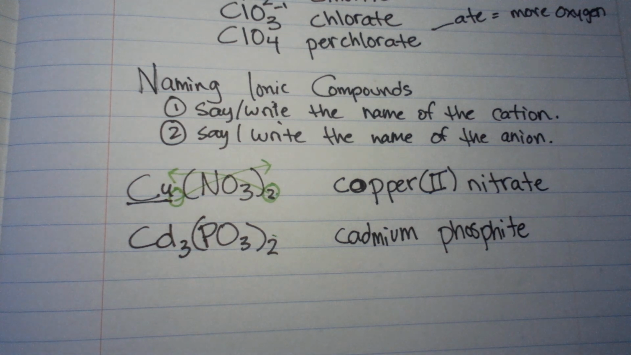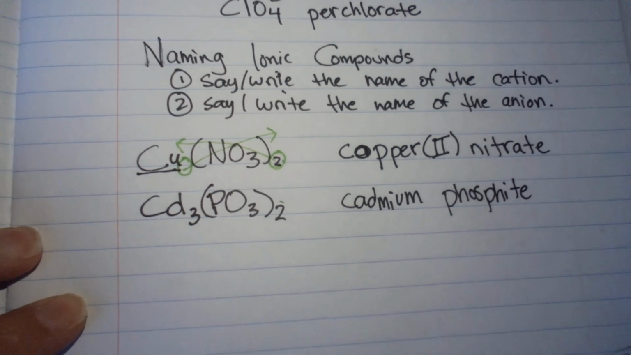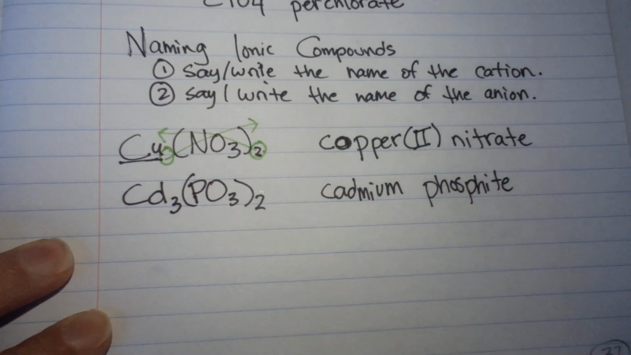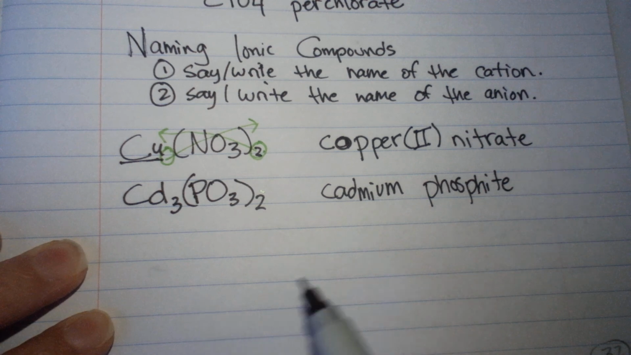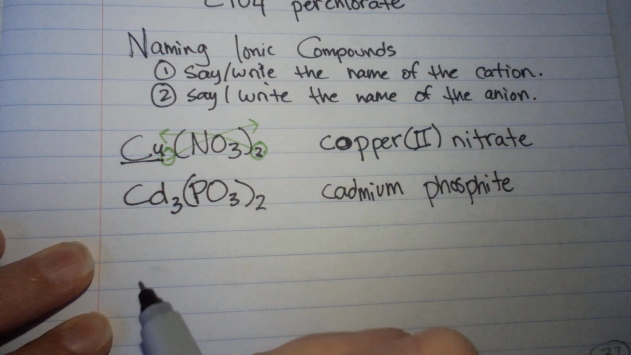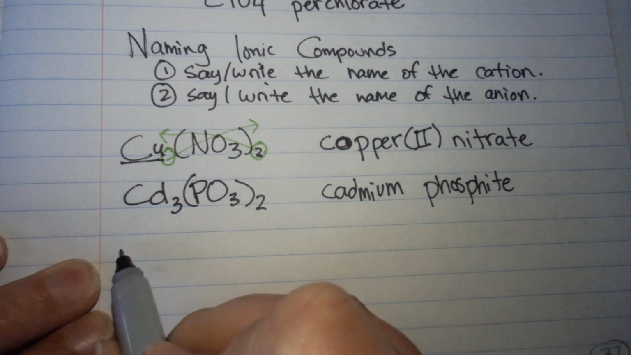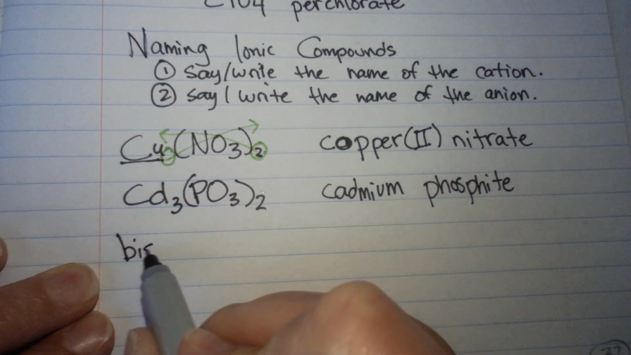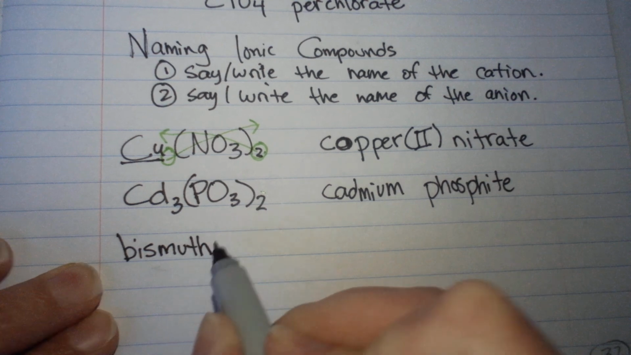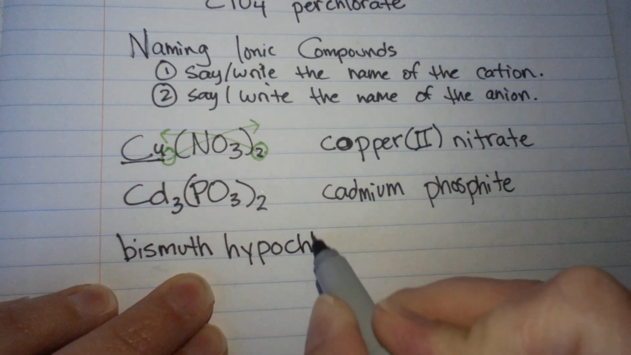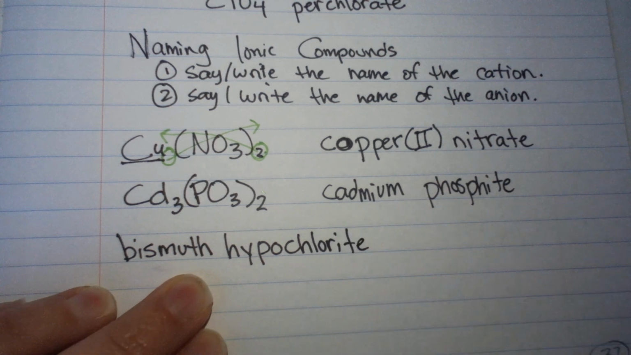So there's two. Okay, let's go with the opposite direction, though. Let's go with some examples of giving you the name, and you have to come up with a formula. So let's go bismuth hypochlorite. We will just make it a complicated one for our examples.